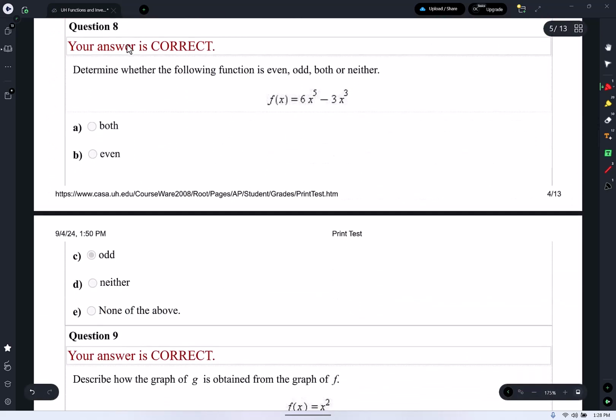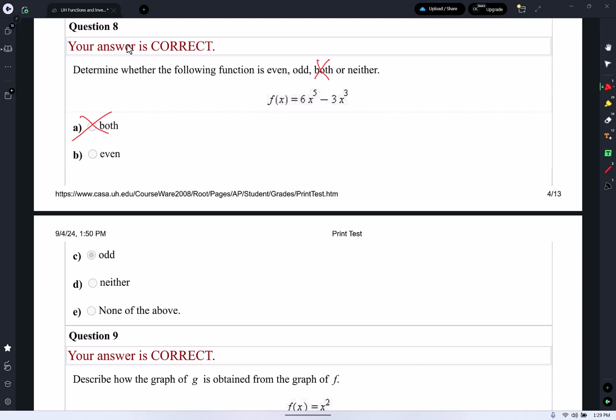Determine whether the following function is even, odd, both, or neither. Okay, it's never going to be both. So delete letter A. It's possible it could be neither. Now you can have tendencies of both. Well, okay, let's not get into that because we're not there yet. We're not talking about end behavior or any of that. Okay, anyways, let's just talk about this one.